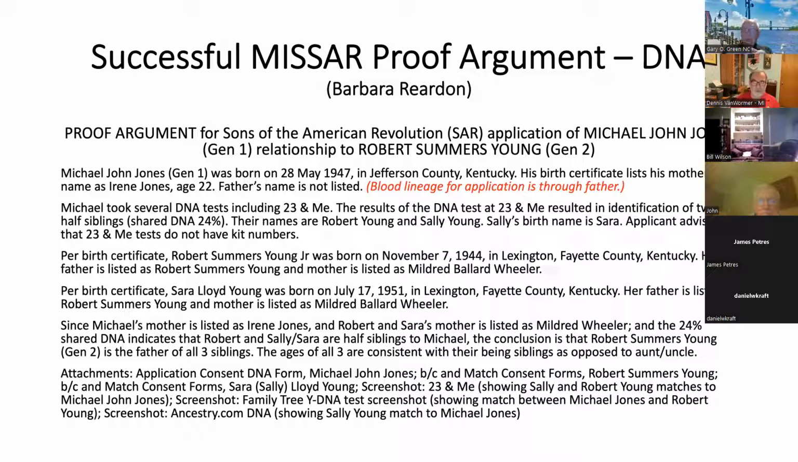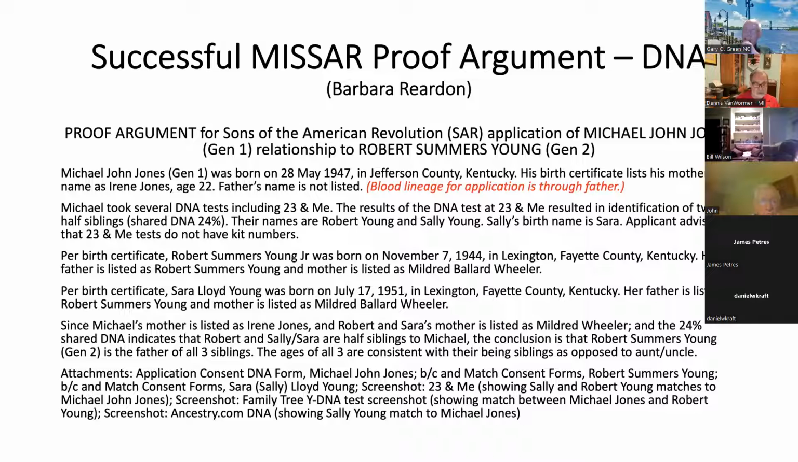It could indicate aunt and uncle, but with the timeline, and the fact that they're all in the same age bracket, that gave acceptable evidence that they were siblings or half siblings, and that meant that Robert Summers Young was Michael's biological father.